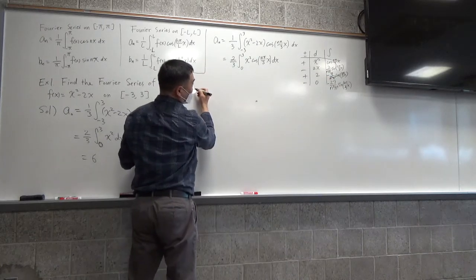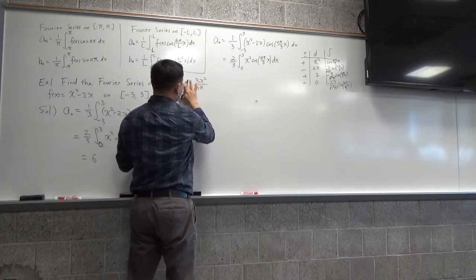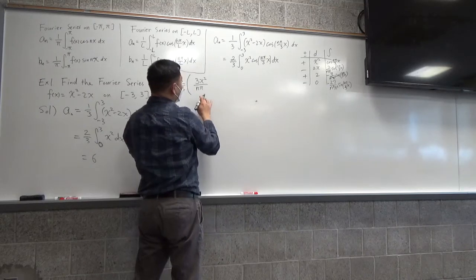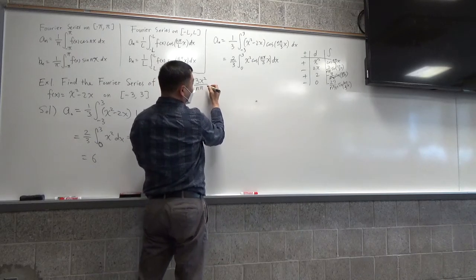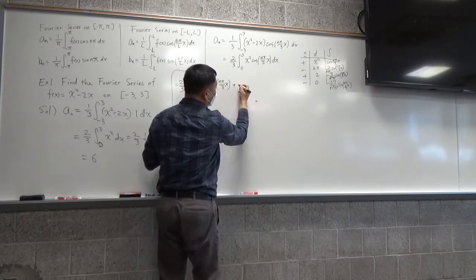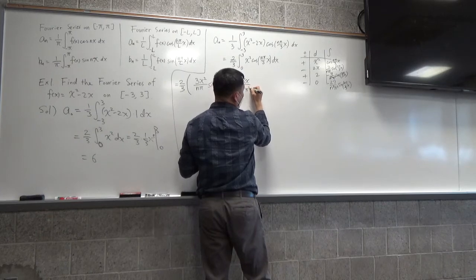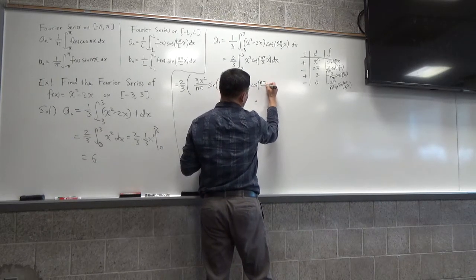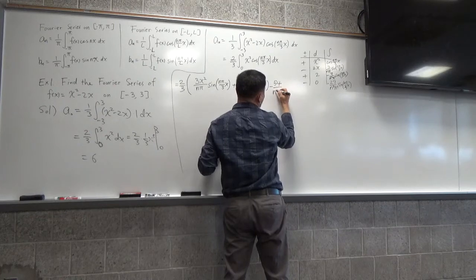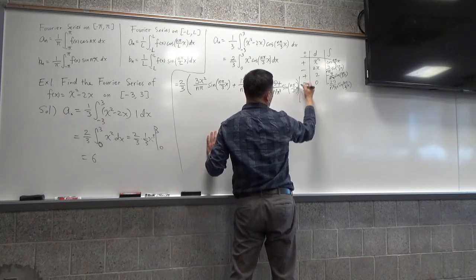And the result is, let's see, you have 3x squared over n pi. Don't forget the 2 over 3. It's easy to forget that coefficient in front. So 3x squared over n pi sine n pi over 3 x. Then plus 9 times 2 is 18x over n squared pi squared cosine n pi over 3 x. And then 2 times negative 27 is negative 54 over n cubed pi cubed sine n pi over 3 x. And then you have to plug in 3 and 0.